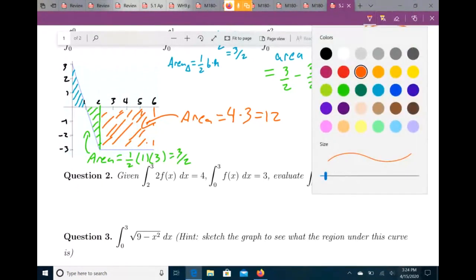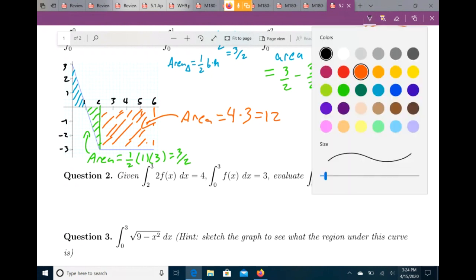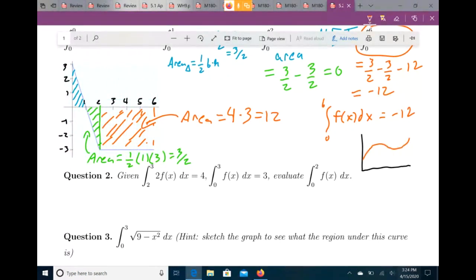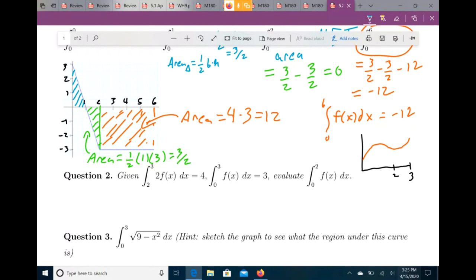Okay, so let me just draw a picture here. I have some function, and I'm not claiming this is what the function actually looks like. I know that the area from 0 to 3 under the curve evaluates to 3. I want to know what is just the area from 0 to 2. And I also know something about the area from 2 to 3. There's that 2 in front.